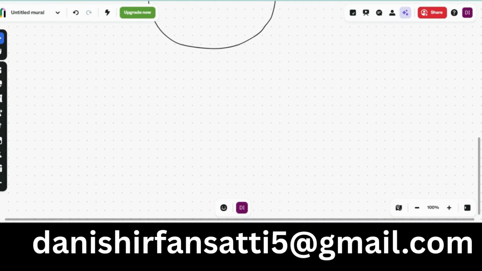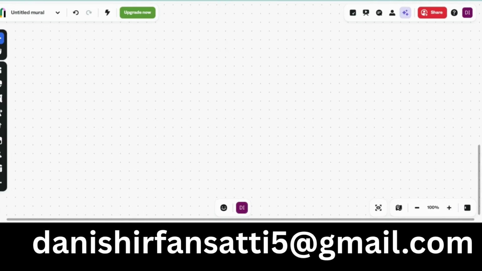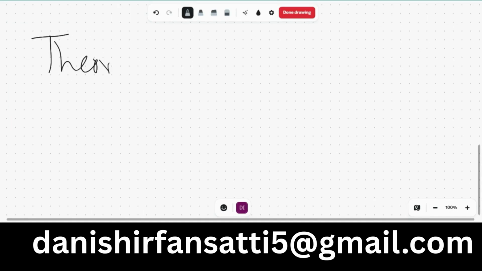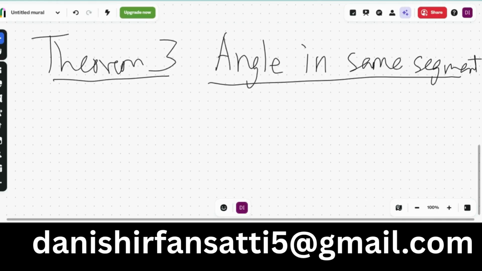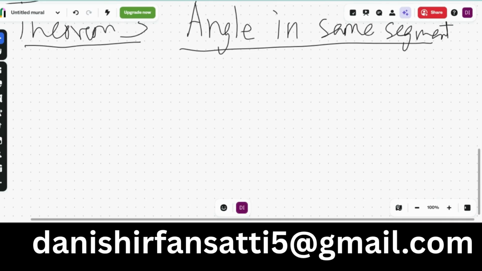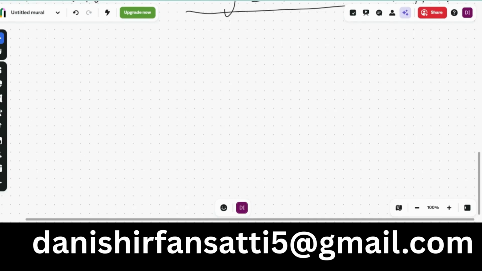Now the third, theorem 3, is angle in the same segment. Angles in the same segment on the same chord are equal.